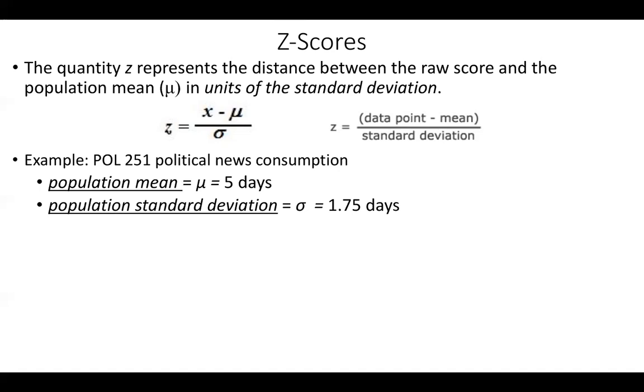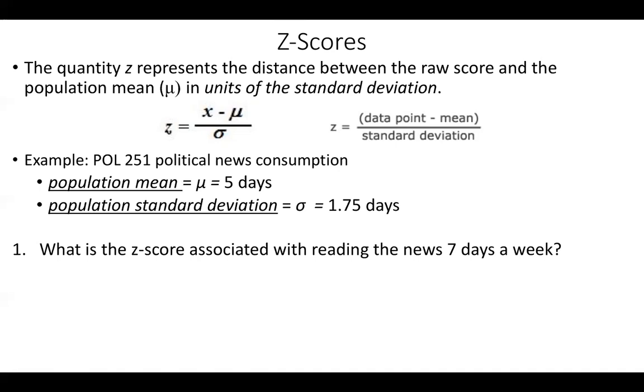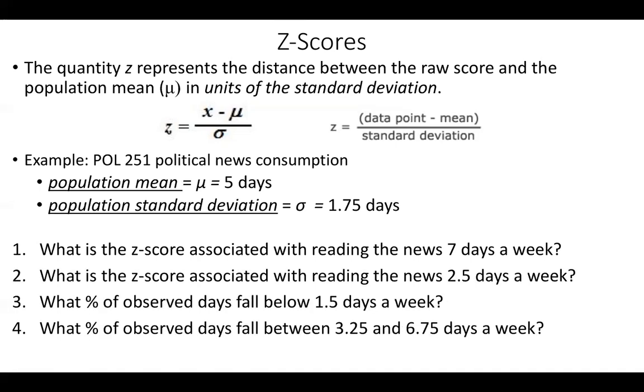We also have a standard deviation value for this population. That is our lowercase sigma, and that is 1.75 days. So with that, we're going to answer the following 4 questions. What is the z-score associated with reading the news 7 days a week? What is the z-score associated with reading the news 2.5 days a week? What percent of observed days fall below 1.5 days a week? And then what percentage of observed days fall between 3.25 and 6.75 days a week?